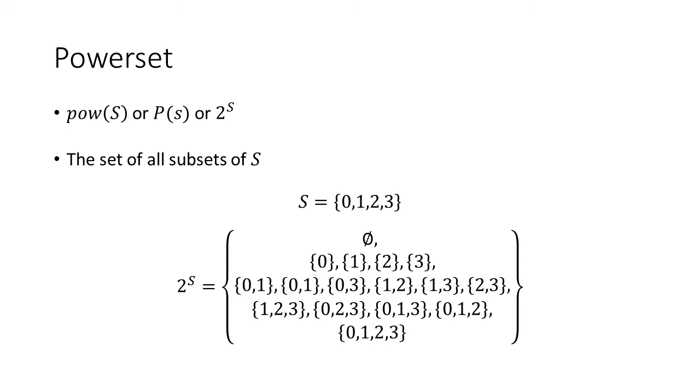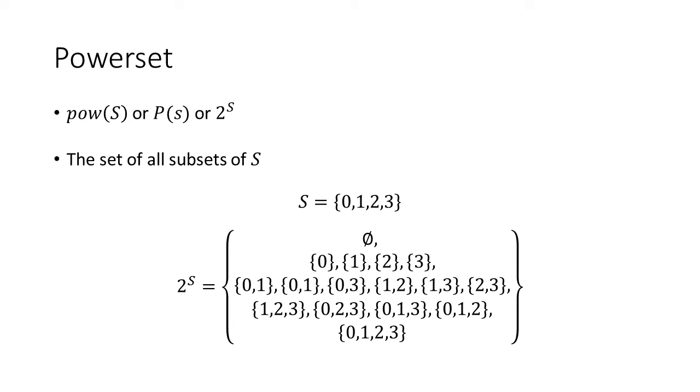The power set of a set S, which is going to be denoted as either pow of S or sometimes P of S or 2 to the power of the set S, is going to take a set as input and produce a set of sets as output. That output set will contain all of the subsets of the original set S.